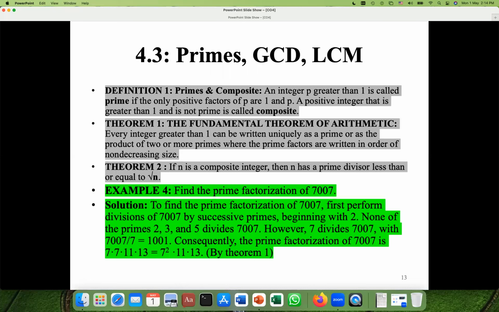Now, section 4.3. This section is about primes, greatest common divisor (GCD), and least common multiple (LCM). I'm sure that you know the definitions of prime, GCD, and LCM.